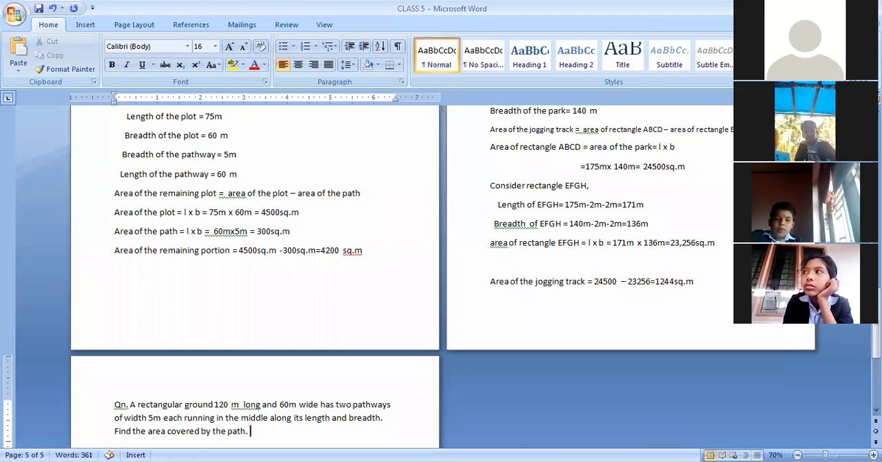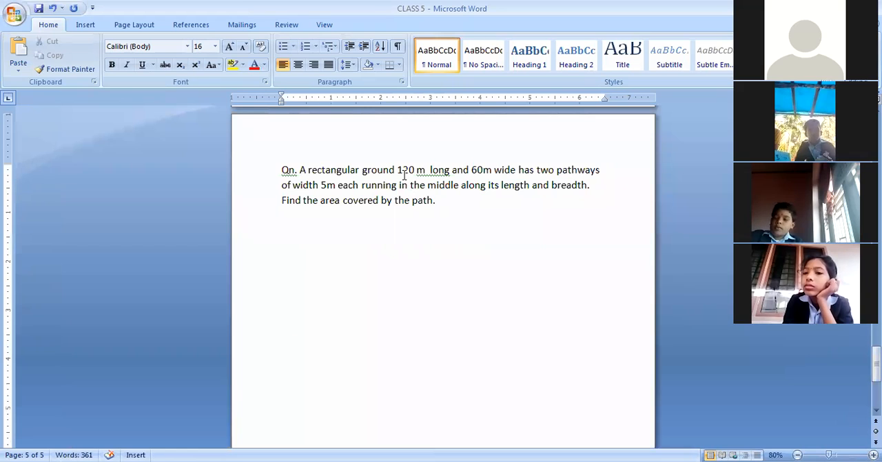Okay, the question is that a rectangular ground, 120 meter long and 60 meter wide, has 2 pathways of width 5 meter each, running in the middle along its length and breadth. Find the area covered by the pathways. Look at the question now.